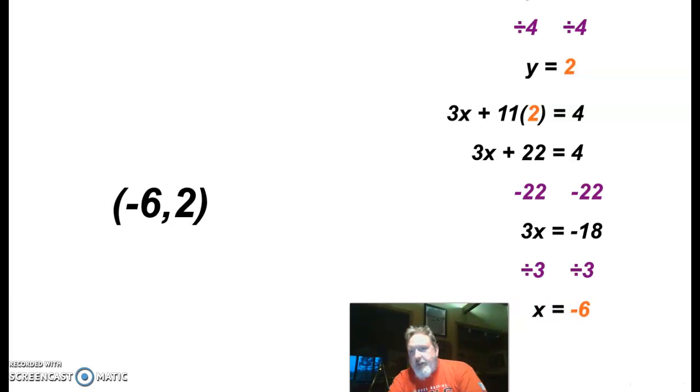Move that out of the way for a second. Sorry about that. So we divide by negative 3 here, and x is equal to negative 6. Once I have x and y, then I can write my ordered pair. Remember, that is always how we want to finish with the ordered pair.